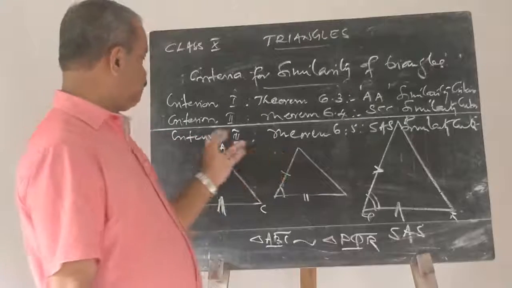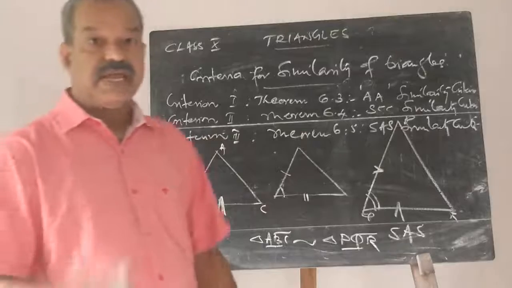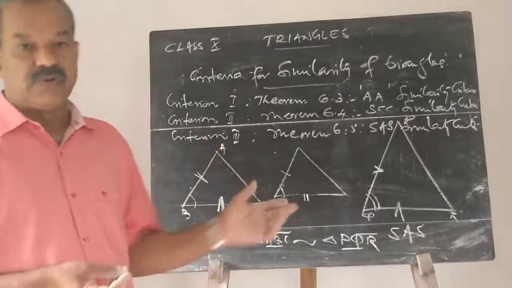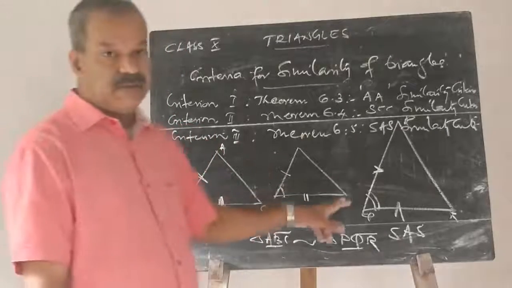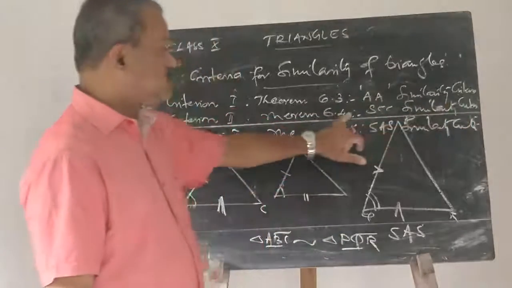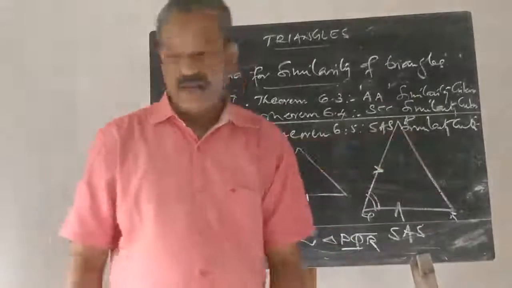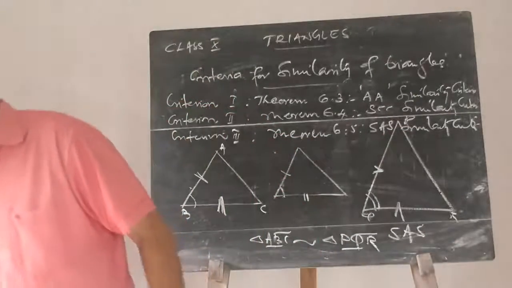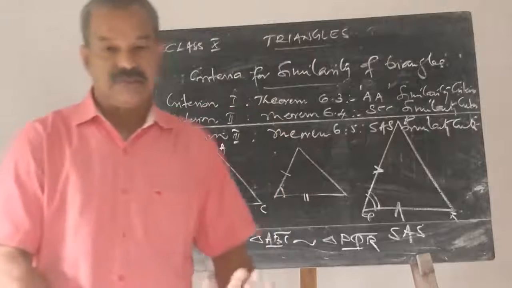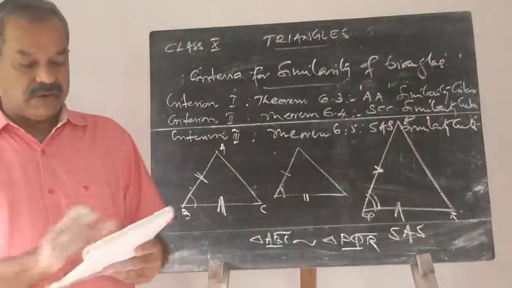And the last: if two sides are proportional and the included angles are equal in two triangles, then the triangles are similar. So the first criterion is the AA similarity criterion, second the SSS similarity criterion, third the SAS similarity criterion. We want to know only the criteria; proofs of these are not required.